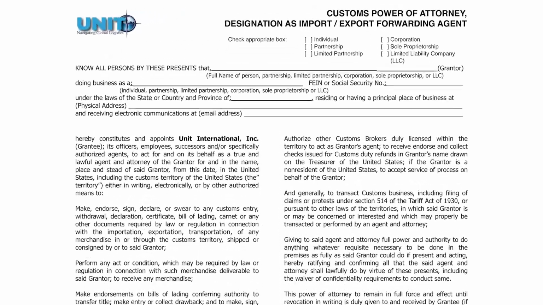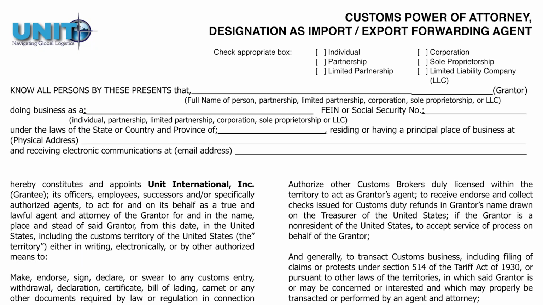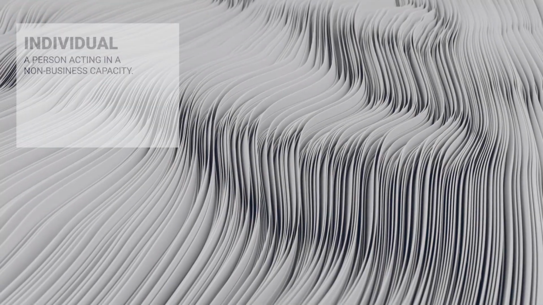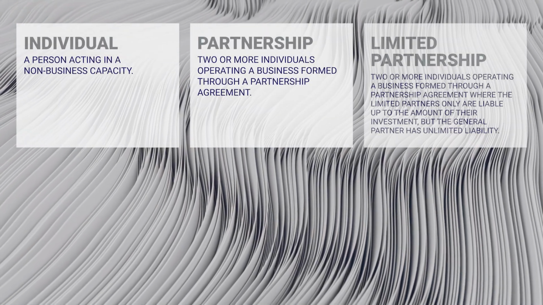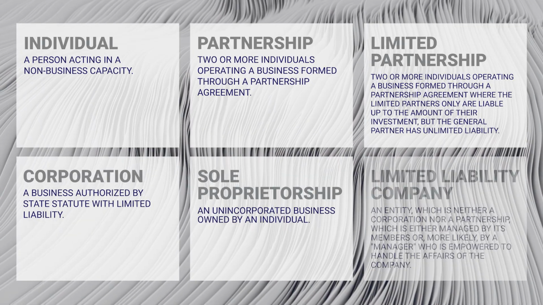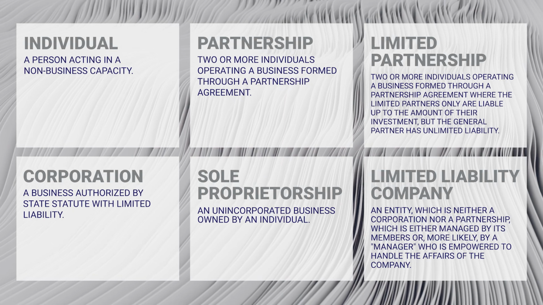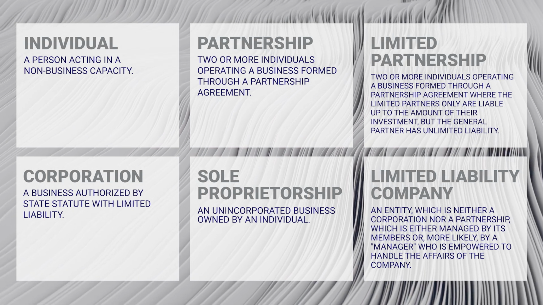Now that we've covered what a power of attorney is and why it's needed, let's go over the steps for completing the form. At the top of the form, you'll see a checklist of business types. Choose the option that best describes the principal, whether they are an individual, partnership, limited partnership, corporation, sole proprietorship, or limited liability company. Feel free to pause the video here to ensure you select the correct business type.